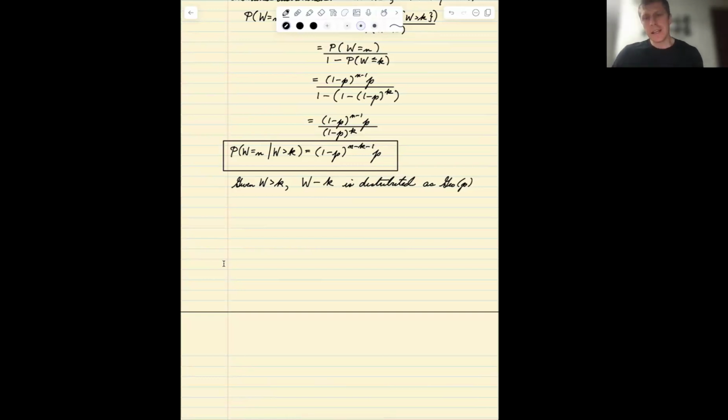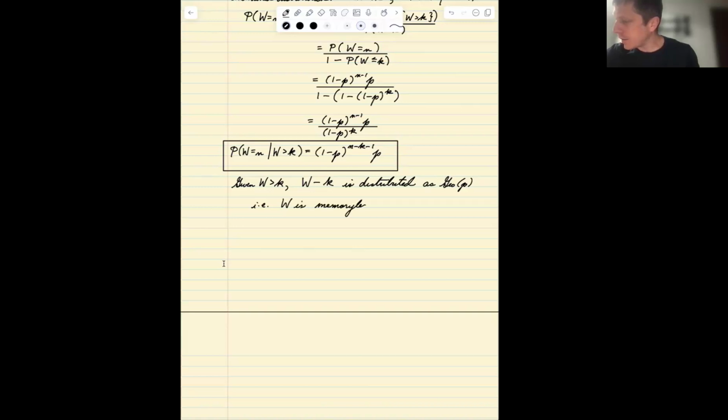In other words, given that I've waited some amount of time, what is the distribution of the remaining time? What this is saying is, it's the same as when you started. So your waiting time does not change as you go along. This is what's called the memoryless property.